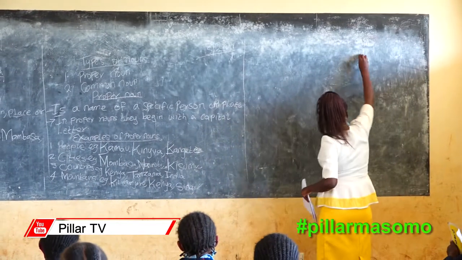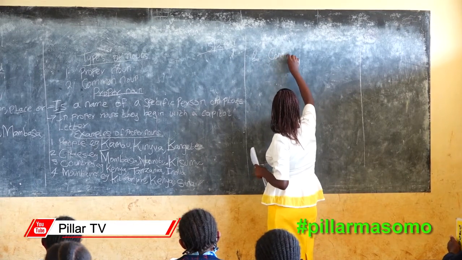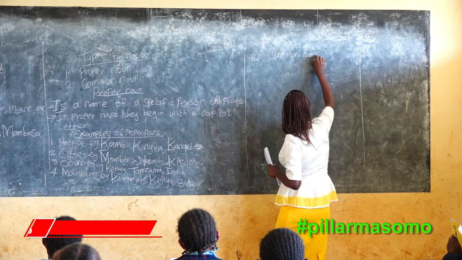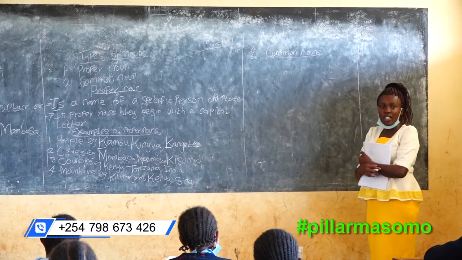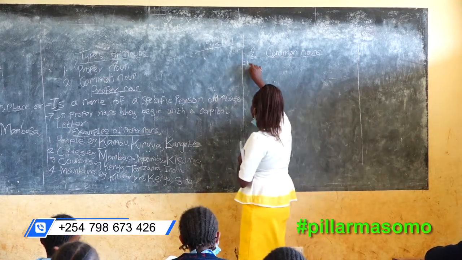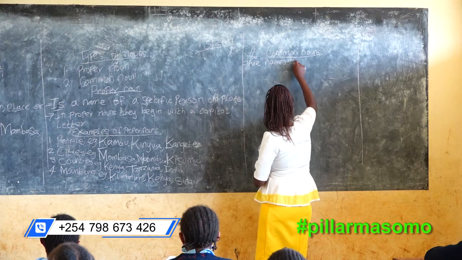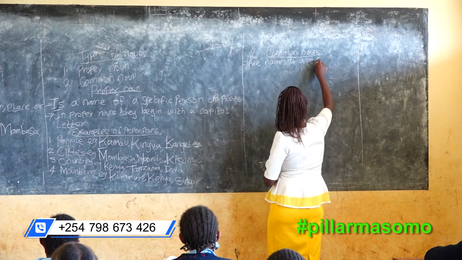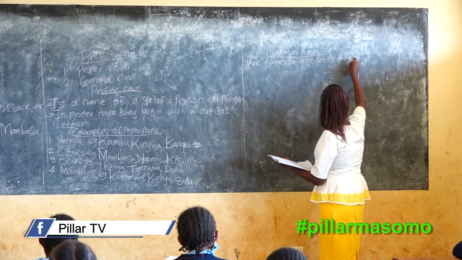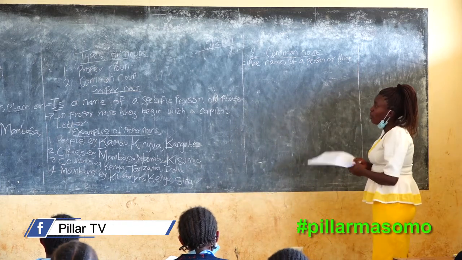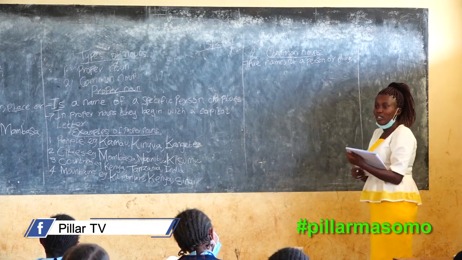Common nouns. Common nouns are names of a person or things. Then another thing you should know about common nouns is that they do not refer to a particular person.